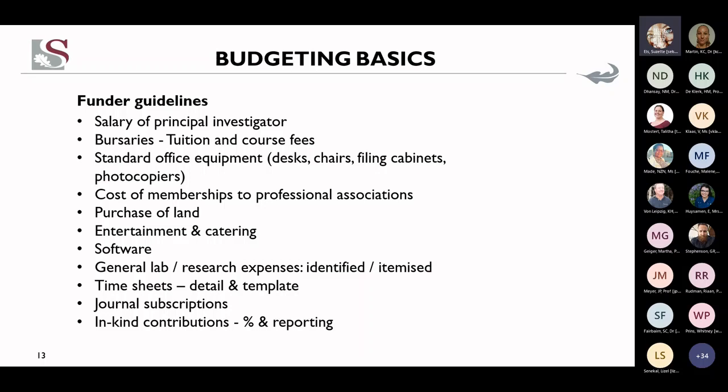There are funders that do not fund any bursaries, funders that do not fund salaries, or funders that will cap equipment to a specific amount. If you need to purchase equipment above that amount, they will tell you to get some extra approval for that. So it's very, very important to make sure what your funder's guidelines are in terms of budgeting and overall financial guidelines, also for reporting.